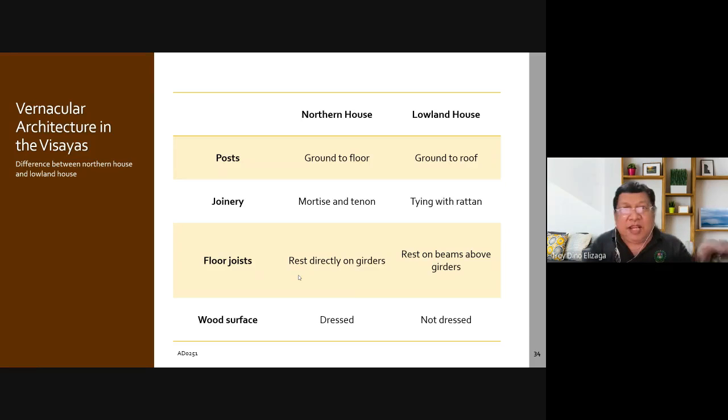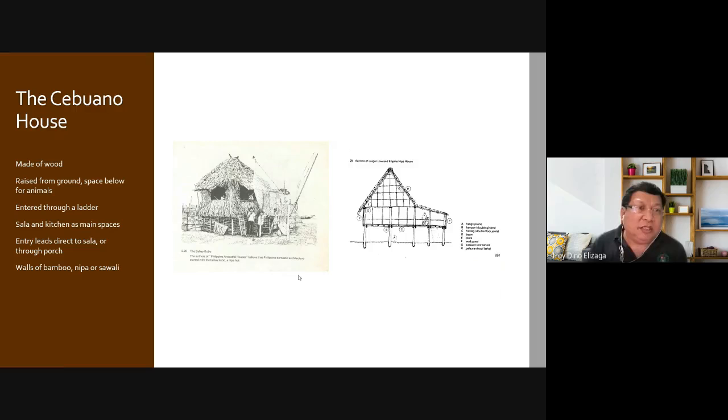So this is the typical, well, the author called it the Cebuano house, but it's also very typical in Manila and even in Mindanao. But I guess it originated mainly in the Visayas. It's raised from the ground. The space below is used for animals. Then it is entered through a ladder, with the sala and kitchen as main spaces inside. And then the entry leads to a sala or through a porch.